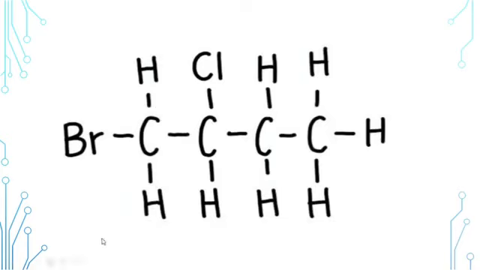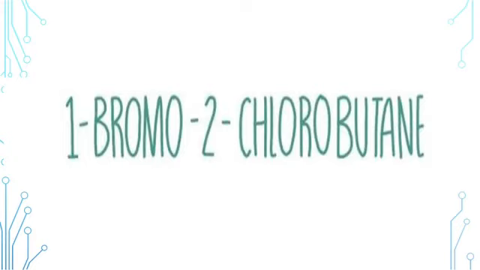Looking at this one again, how many carbon atoms in the chain? That's 1, 2, 3, 4. That's butane. Now let's look at the position of your substituents. We have bromo in the first carbon, and we have chloro in the second carbon. What is the name of this one? That's 1-bromo-2-chlorobutane.